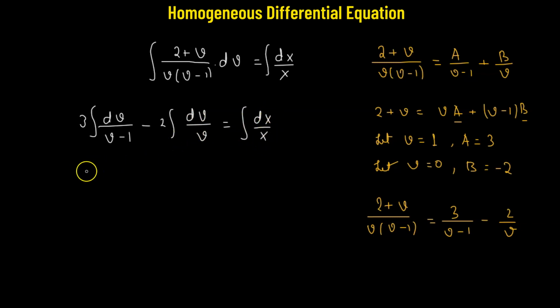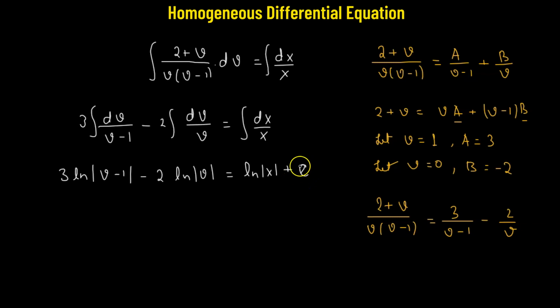So let's find out the integral. These are very simple integrals. So we have 3 times natural log of (v minus 1) minus 2 times natural log of v equals natural log of x plus the constant of integration c.